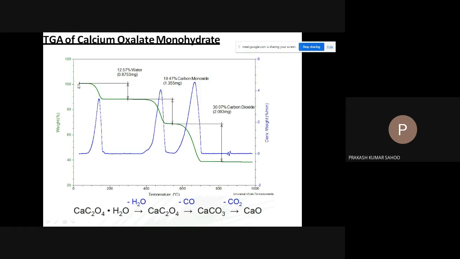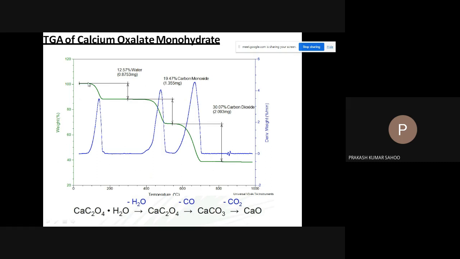Just see here, this is from 100, the mass just remains the same. This is the first step, that is loss of water. Then this remains constant. This is again loss of carbon monoxide. This is again loss of carbon dioxide, and this will go on. That means the plot will be like this.